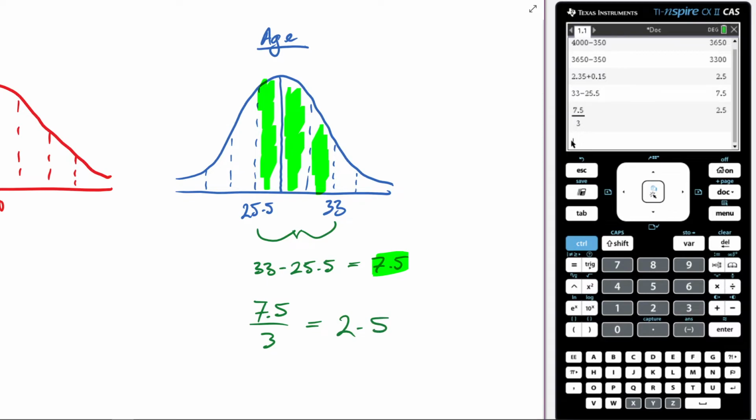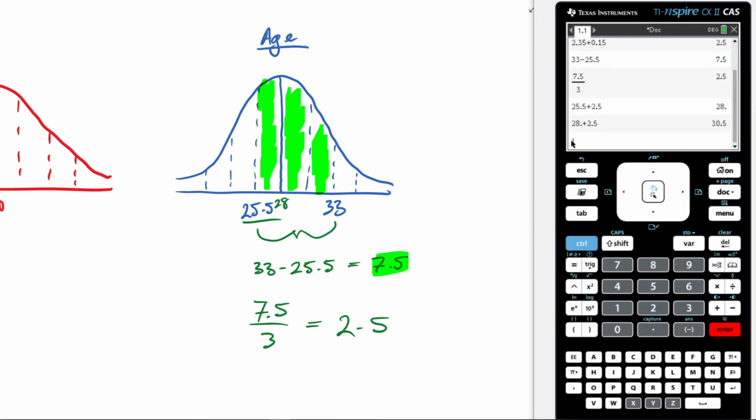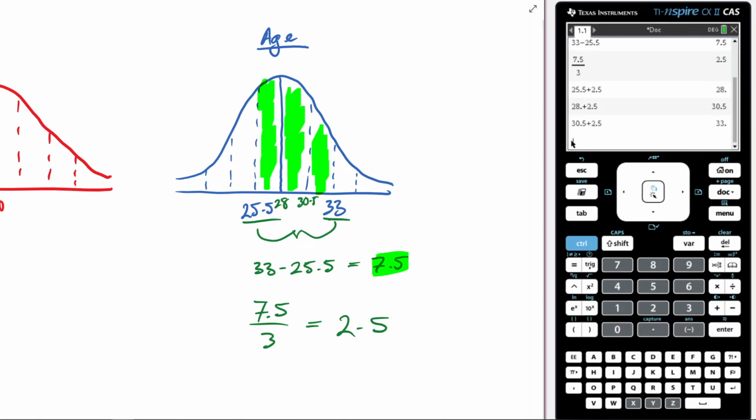And hopefully you can now see why this is so helpful, because I can now check what I've done. If I have 25.5 and I add 2.5 onto it, I get 28, which would be my mean. Then I add 2.5 onto it again, and I get 30.5. Then I add 2.5 again, and now I should get 33. And sure enough, I do. So I've just solved it. That number right there is my mean, and my standard deviation is 2.5.